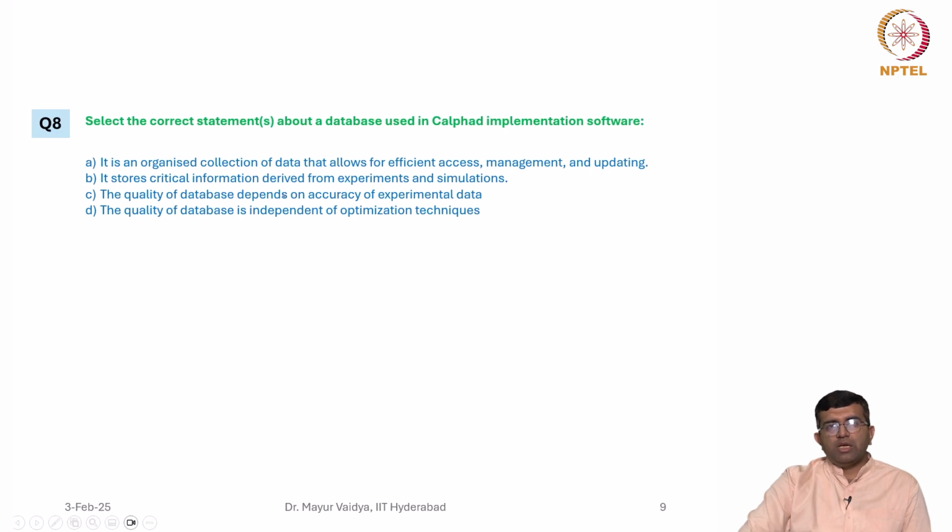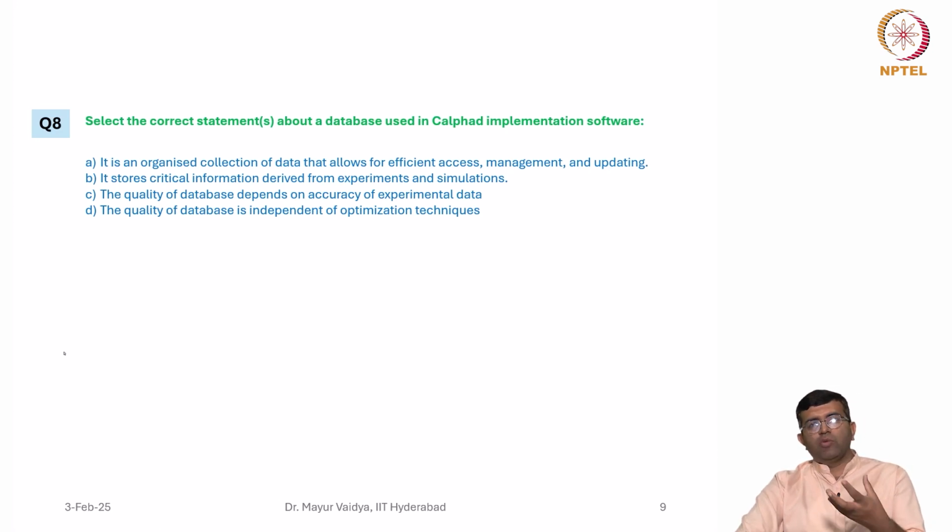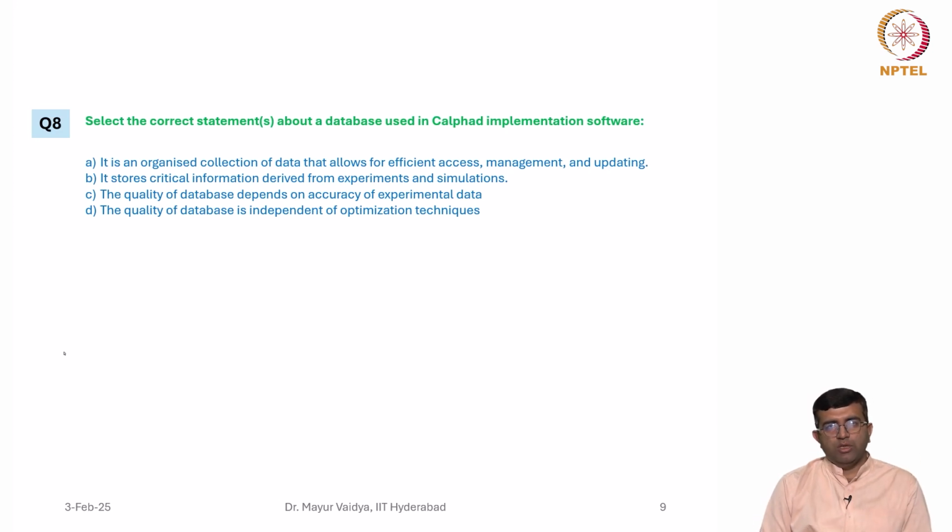The quality of the database depends on the accuracy of the experimental data. This is true. How accurate the experimental data are will also determine the quality of the database, because experimental data are input to the database. So the better the data are, the better is the quality of the database. The fourth: the quality of the database is independent of optimization techniques. This is wrong. It does depend upon which optimization techniques are utilized, so it will influence the quality of the database. So the correct options are A, B, and C.